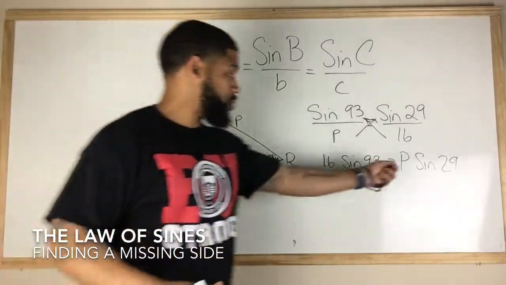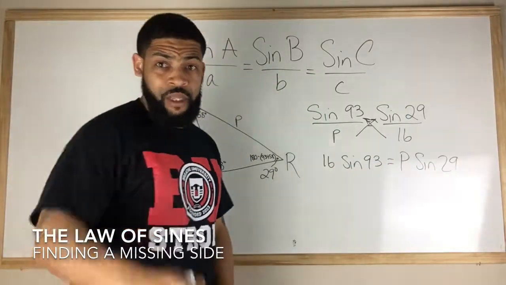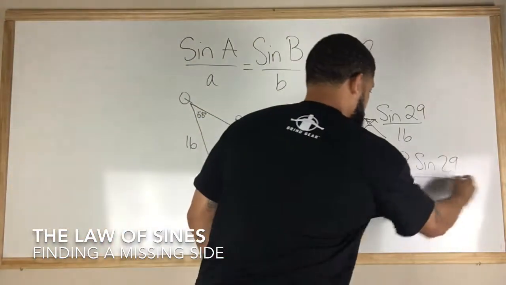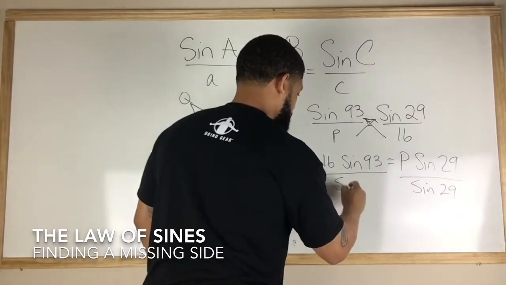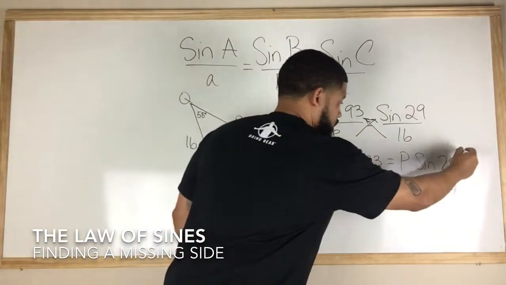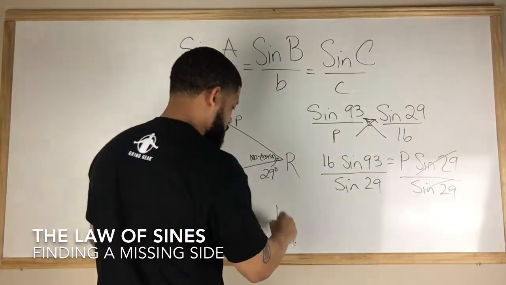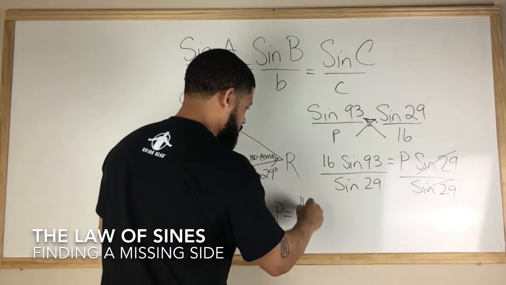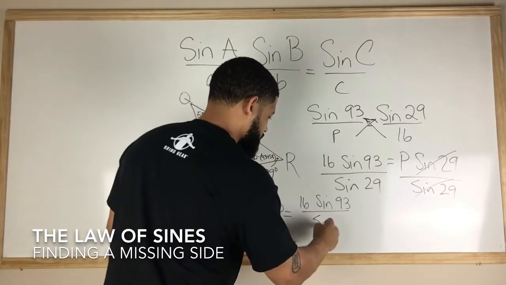We're going to do that because P is multiplied by the sine of 29, so we just divide both sides by the sine of 29. Divide by sine 29 there, and divide by sine 29 there. And now these two cancel. So let's move over here. We're going to say P is actually equal to 16 times the sine of 93 divided by the sine of 29.